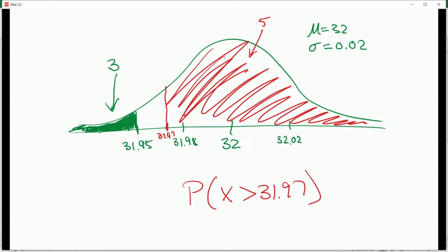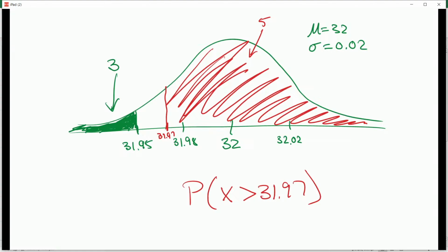Now here's the problem with Excel. Excel was written by Bill Gates. And you know what Bill Gates is, don't you? Bill Gates is a leftist. And leftists can't think about stuff to the right. And so this is an area to the right. Bill Gates couldn't program this into his Excel program. He only programmed in areas to the left.